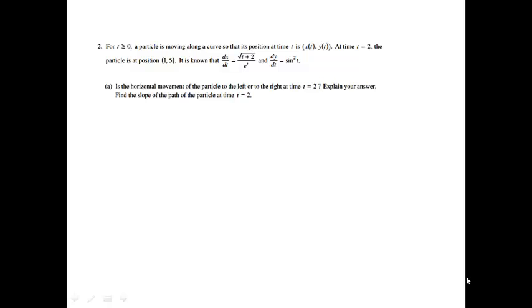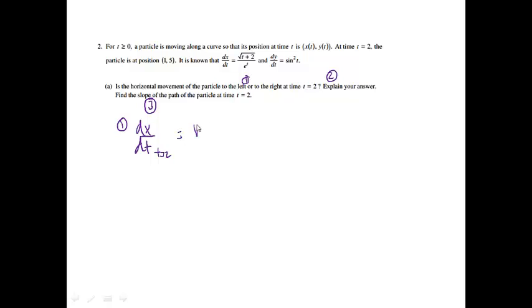Part A, is the horizontal movement of the particle to the left or to the right at time t equals 2? Explain your answer and find the slope of the path of the particle at time t equals 2. So three different things going on in here. First of all, if we're talking about horizontal movement, we're talking about the x. And if I want to know how it's moving, I'm going to look at the velocity. So I need to find out what's happening with the velocity at time t equals 2. So I'm going to be finding dx/dt at t equals 2.